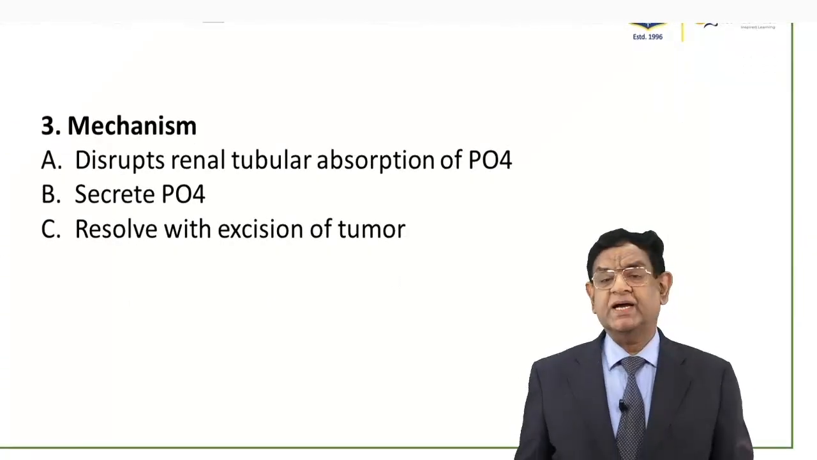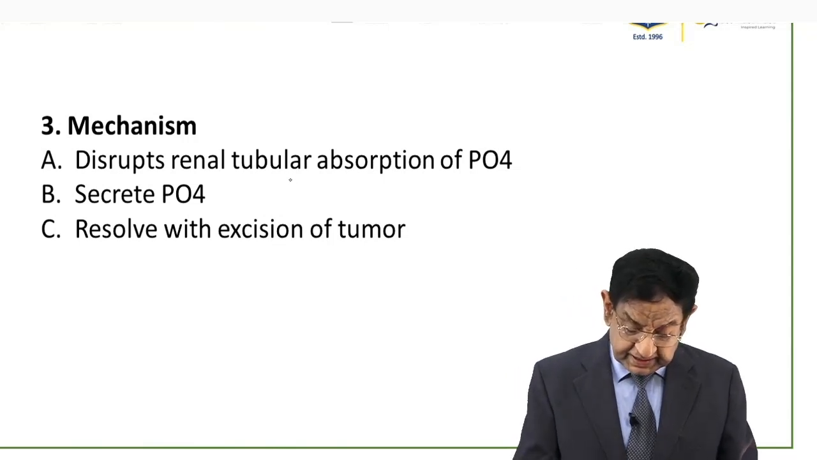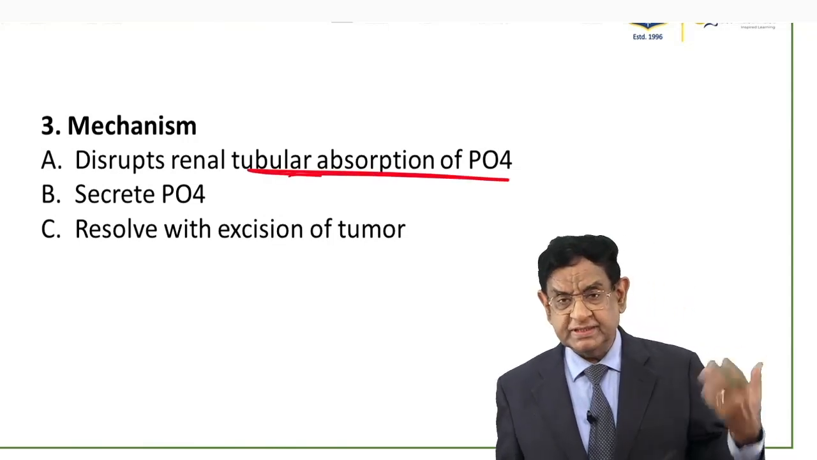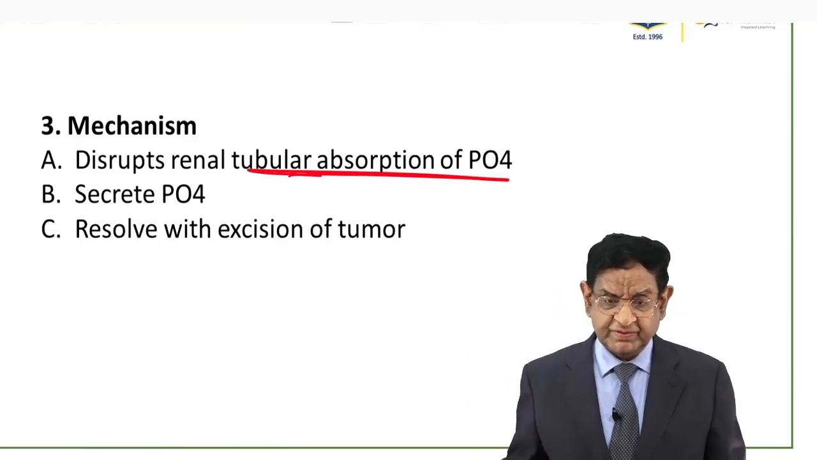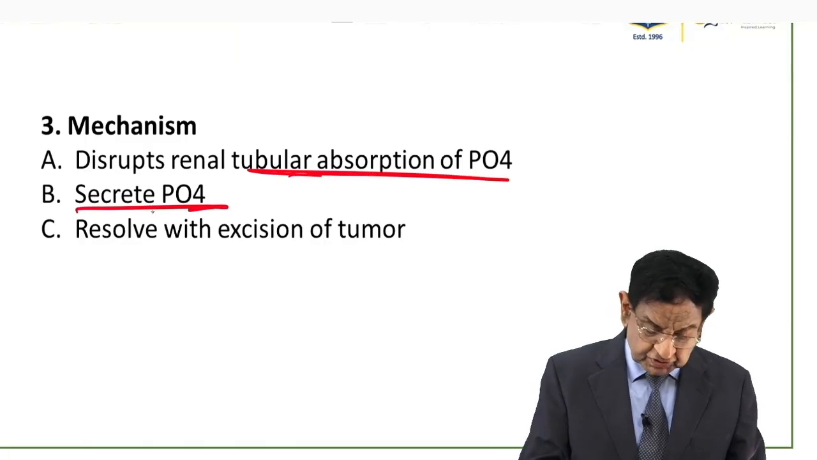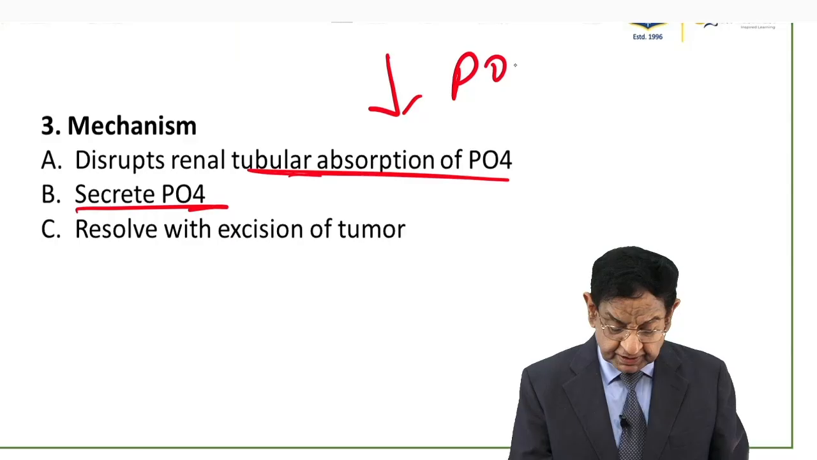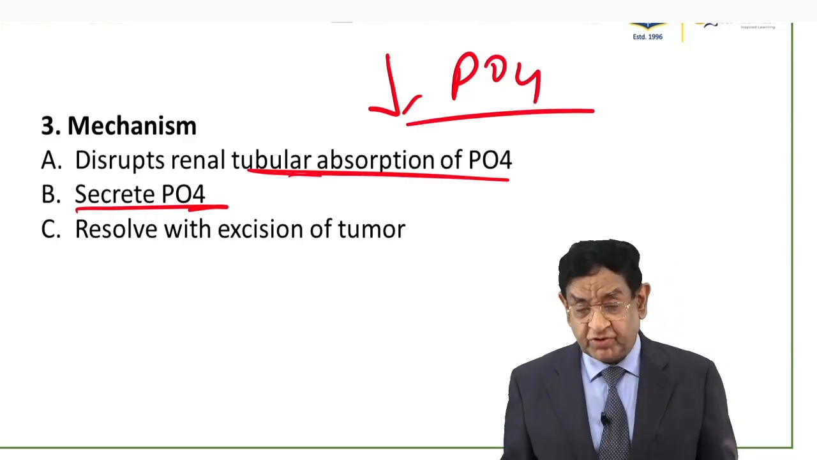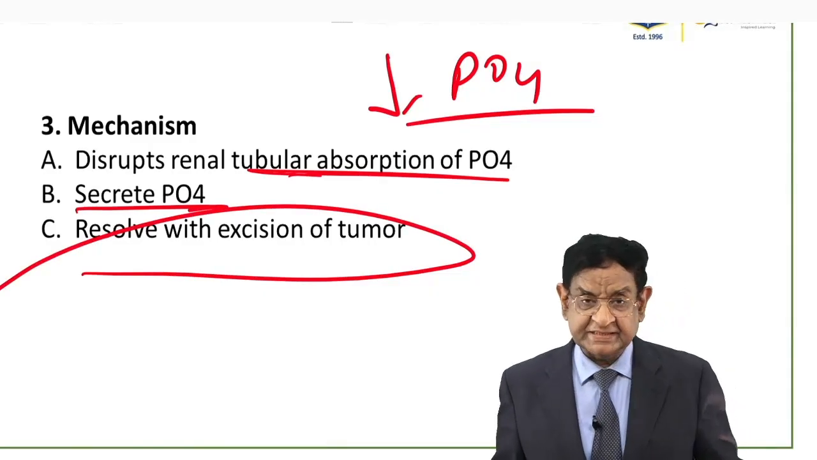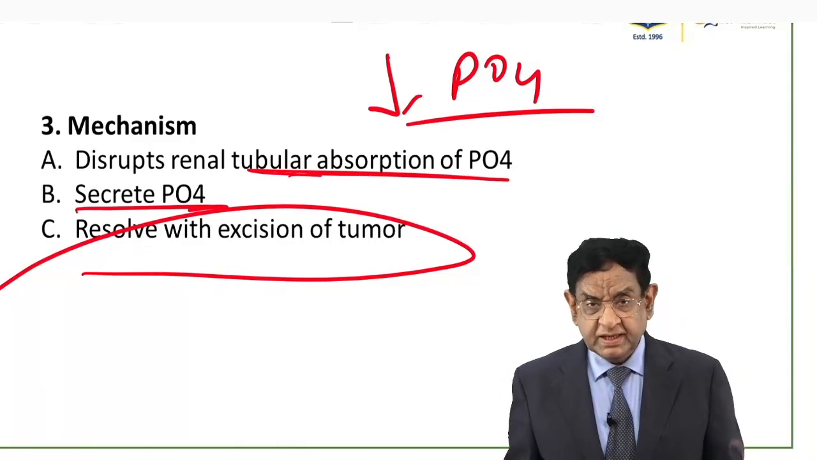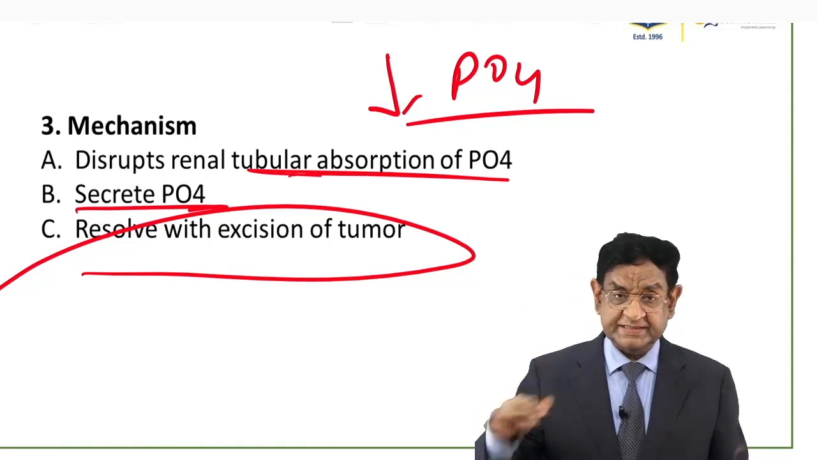What they do, how they are going to cause hypophosphatemia, these cancers reduce phosphate reabsorption. So definitely phosphate will be lost in the urine, so that leads to hypophosphatemia. So there is loss of phosphate in urine. So treatment is remove the existing tumor. Unless you remove the tumor, it will not get cured because it is constantly secreting phosphate.